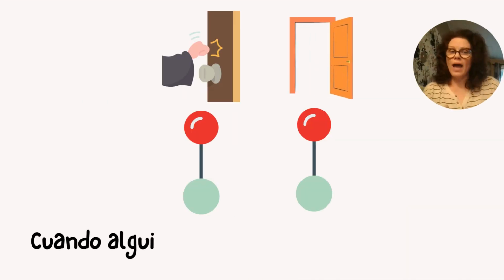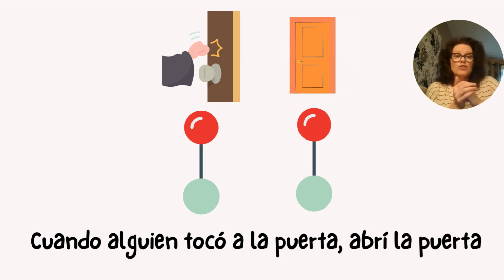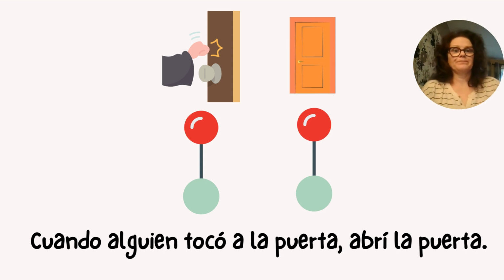We could also have more than one specific action. Someone knocked at the door and then I opened it up. Specific actions are expressed in the preterit. Knock at the door, open the door.